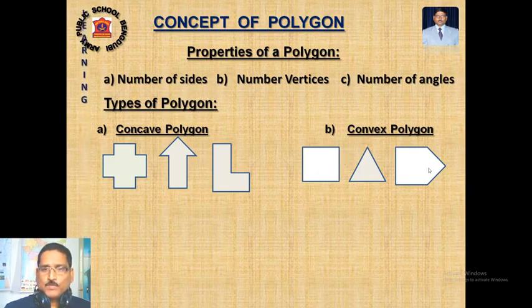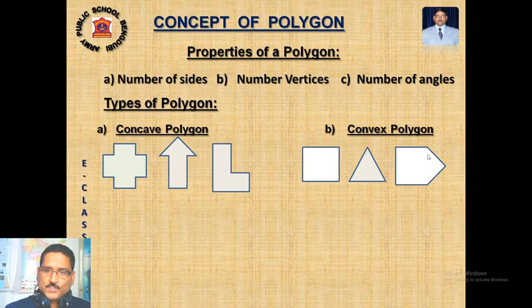To become a convex polygon, you see, it is made by line segments and each interior angle is less than 180 degrees. This is a square, that's why each angle will be 90. This is a triangle, a closed figure, an equilateral triangle, each angle is less than 180 degrees. This figure is a pentagon, so each angle is less than 180 degrees. That means concave and convex polygons basically depend on the interior angles.